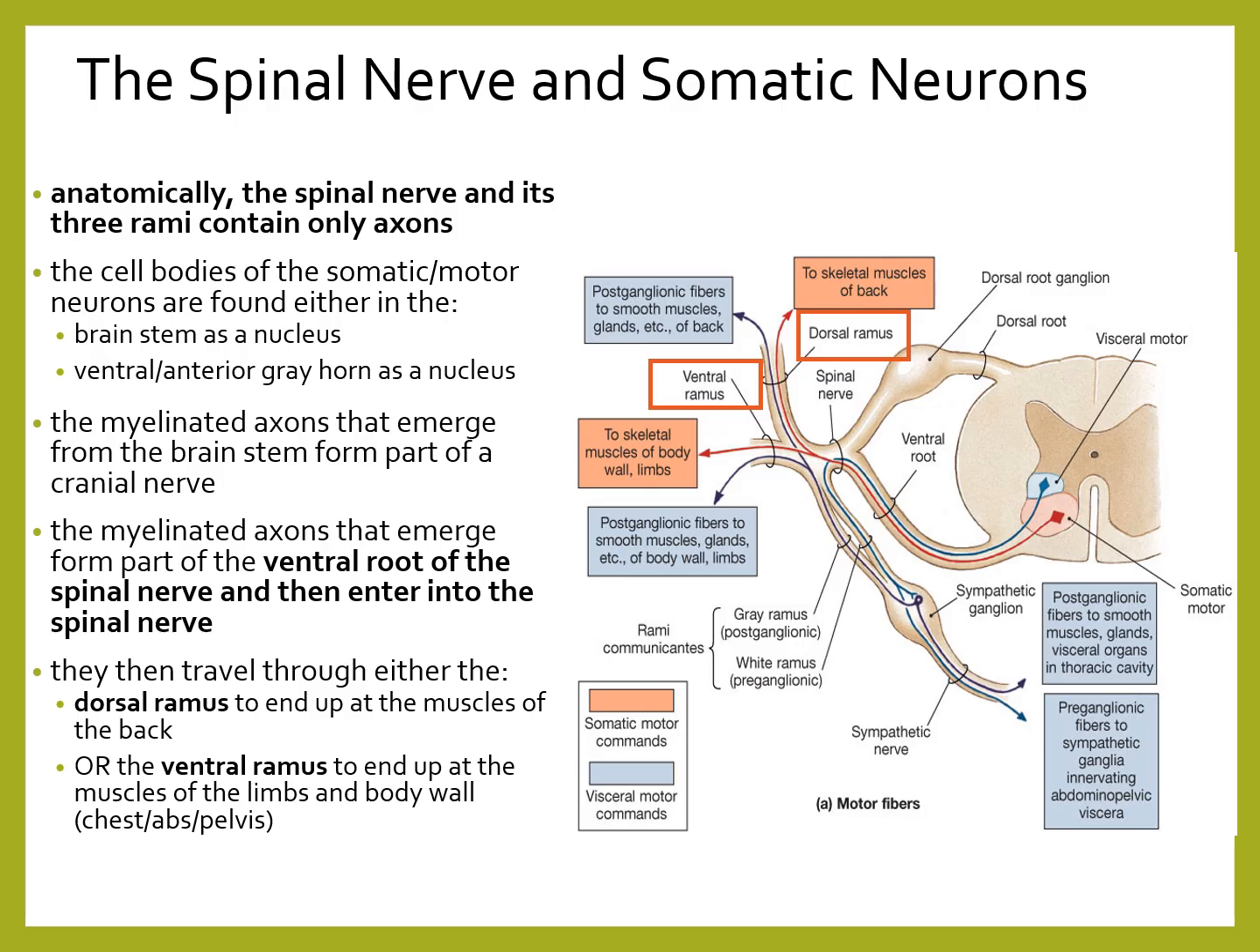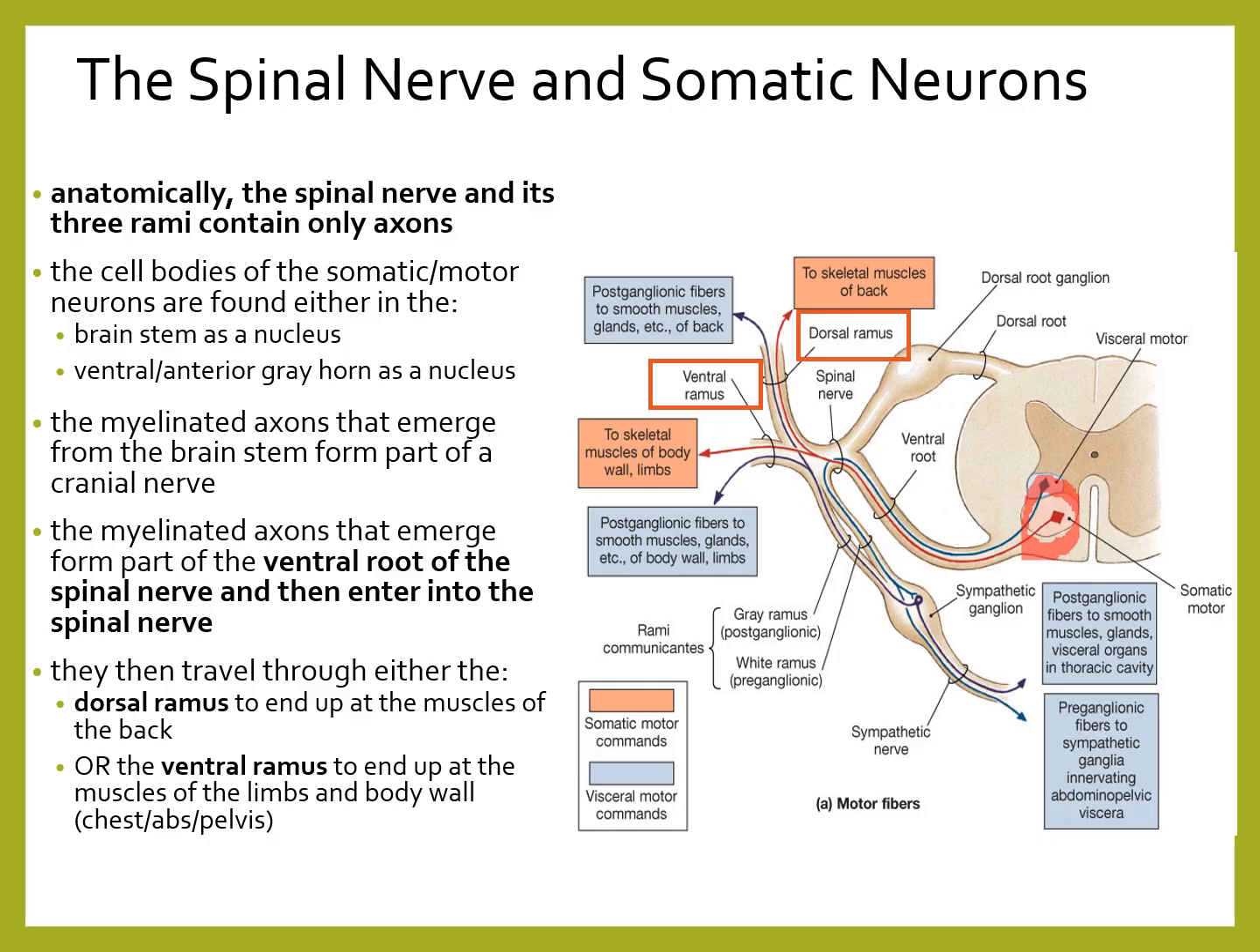The cell bodies of our somatic motor neurons are found in one of two locations. They're either found somewhere in the brainstem, where those cell bodies will form a specific nucleus, or they are found in the ventral, or what you can call the anterior gray horn, where again, they form a specific nucleus. So here in this picture, we've got right here the anterior gray horn. This little red dot would represent a cell body of a somatic motor neuron.